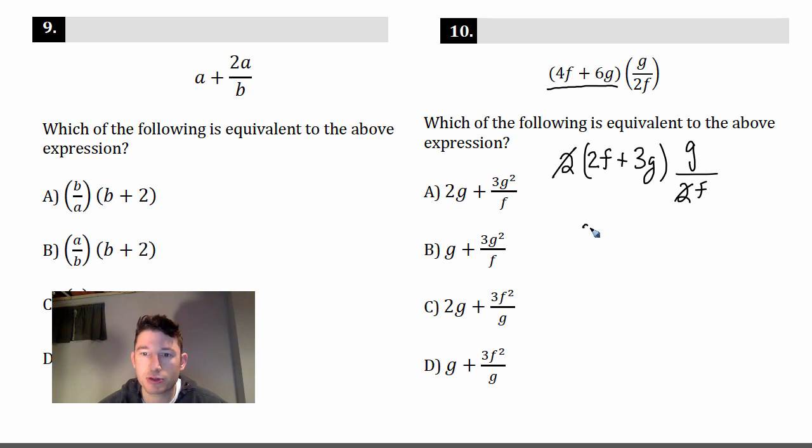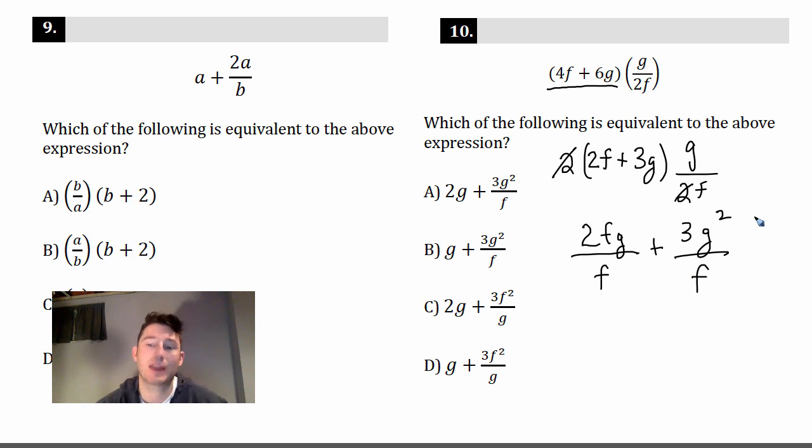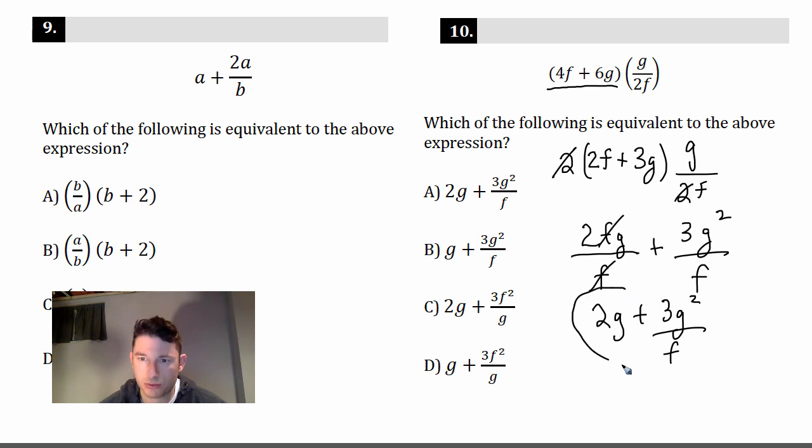Okay, so now why don't I multiply g over f times everything and distribute? So that's going to be 2fg all over f plus 3g squared all over f. And you can start canceling things out now. F over f. So we have 2g plus 3g squared all over f. And the question is, is that an answer? 2g plus 3g squared over f. That's right here. Choice A.